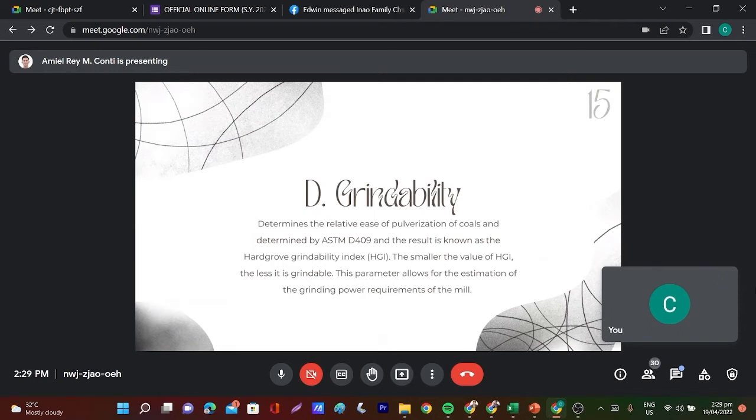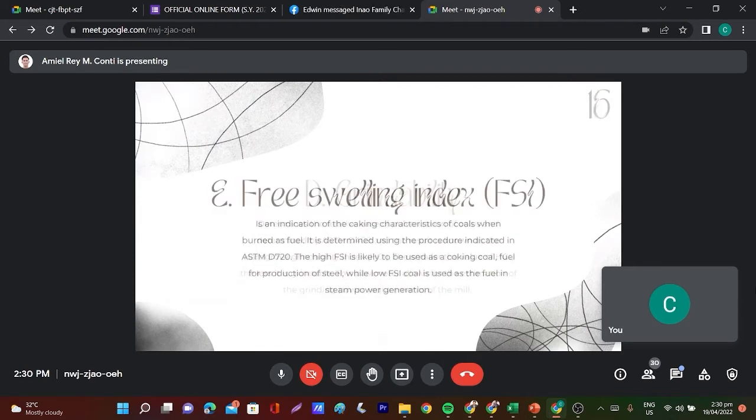So, yung grindability test po is a procedure that evaluates the resistance of a metal to a ball milling. Yung ball milling naman po is a grinding method that grinds nanotube into extremely fine powders. Ayun. So, free swelling index is an indication of the caking characteristics of coals when burned as fuel.